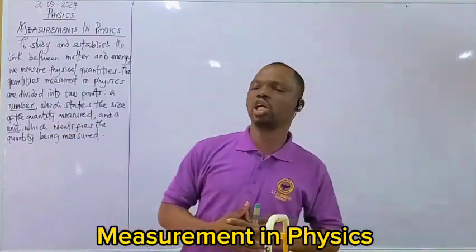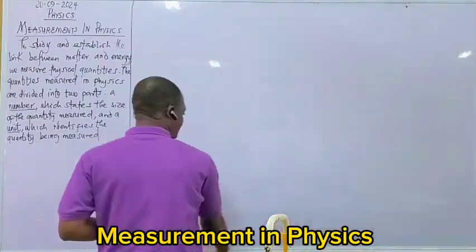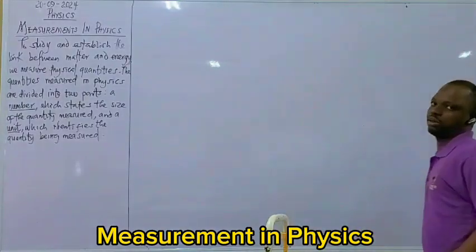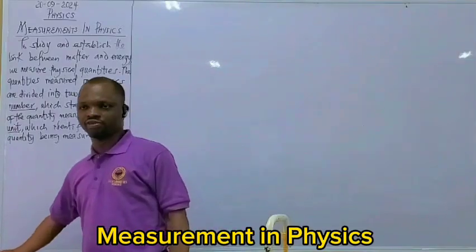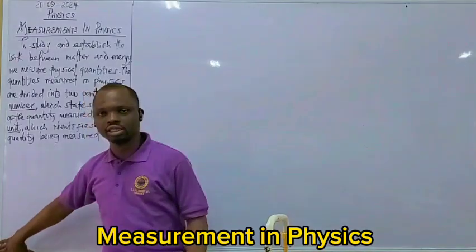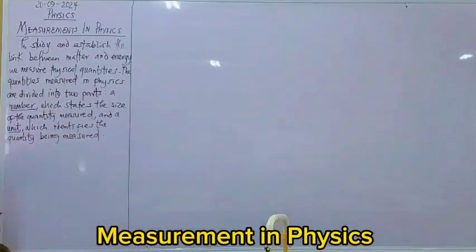I want to measure the length of this board. After measuring this length, let's say this is 8 feet. The length of the board is 8 feet by 4 feet. The 8 there is the number that we are talking about, and that number tells us the size of the quantity.